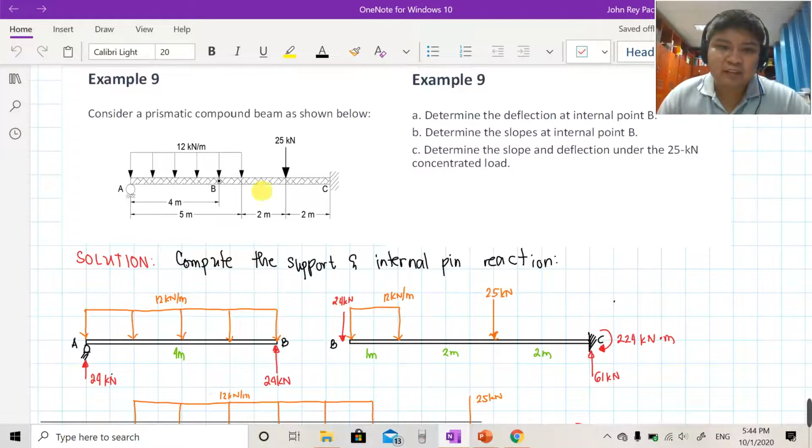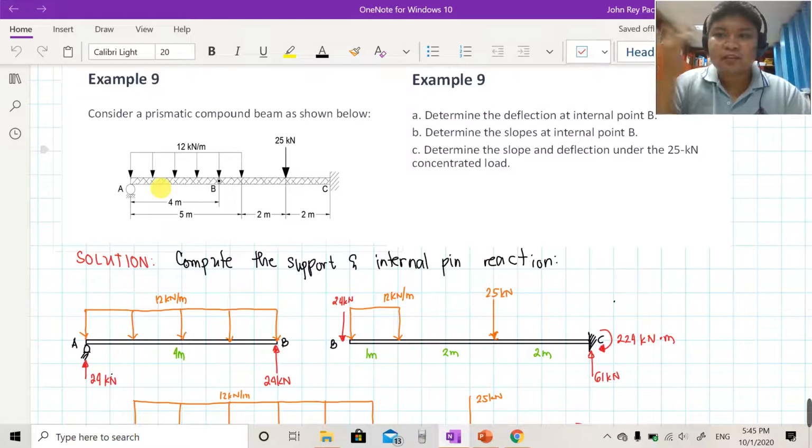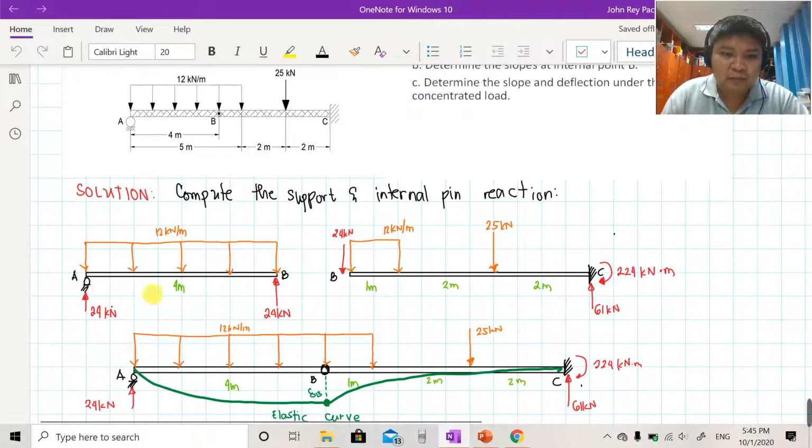Usually, ang unang step dito class is of course, hahanapin nyo yung reaction doon sa internal pin, at the same time, of course, sa support. So, babalik ka doon sa discussion natin sa analysis of compound beams. Di ba nga, lahat ng topic sa theory of structures ay interconnected. Kung hindi mo na master yung previous discussion, most likely mahihirapan ka sa mga present discussions. Okay? So you may verify my solutions class.